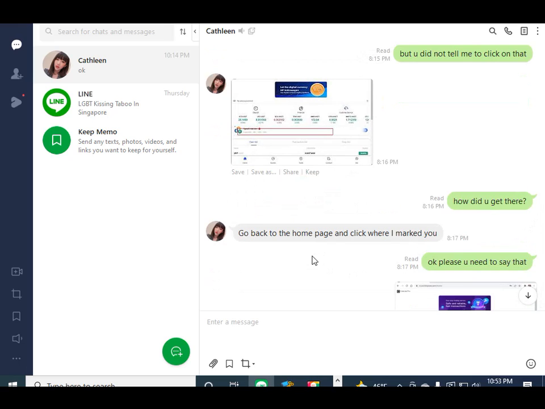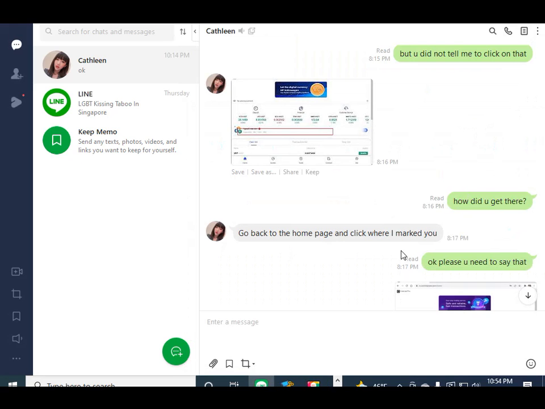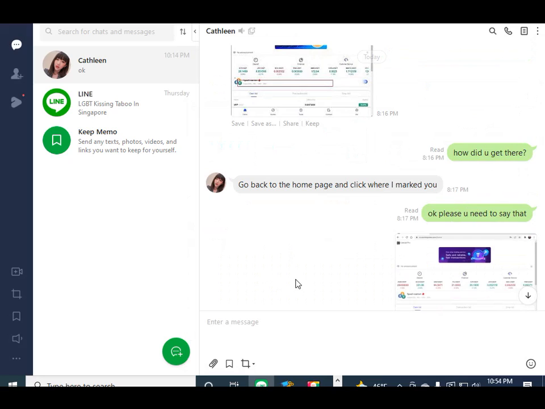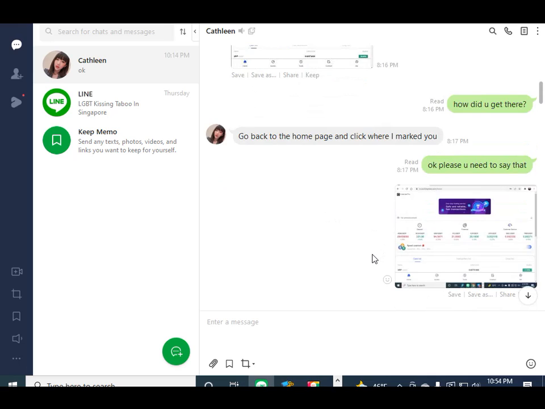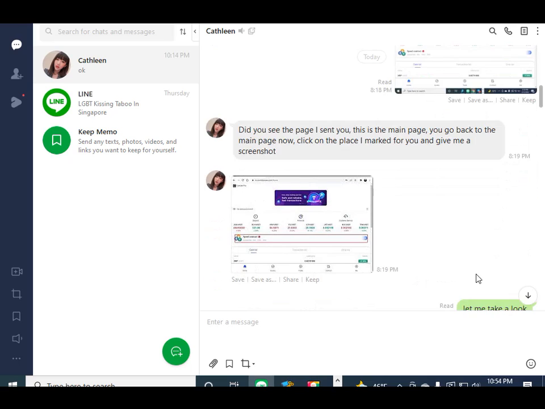Go back to the home page and click where I marked. See right there? This is where it is right there. She clicked. See? Right? That's where you're gonna be. Right there. Okay. So it said go back to the home page and click where I marked you. Okay, please, you need to say that. Okay, did you see the page I sent you? This is the main page. You go back to the main page now. Click on the place I marked for you and give me a screenshot.